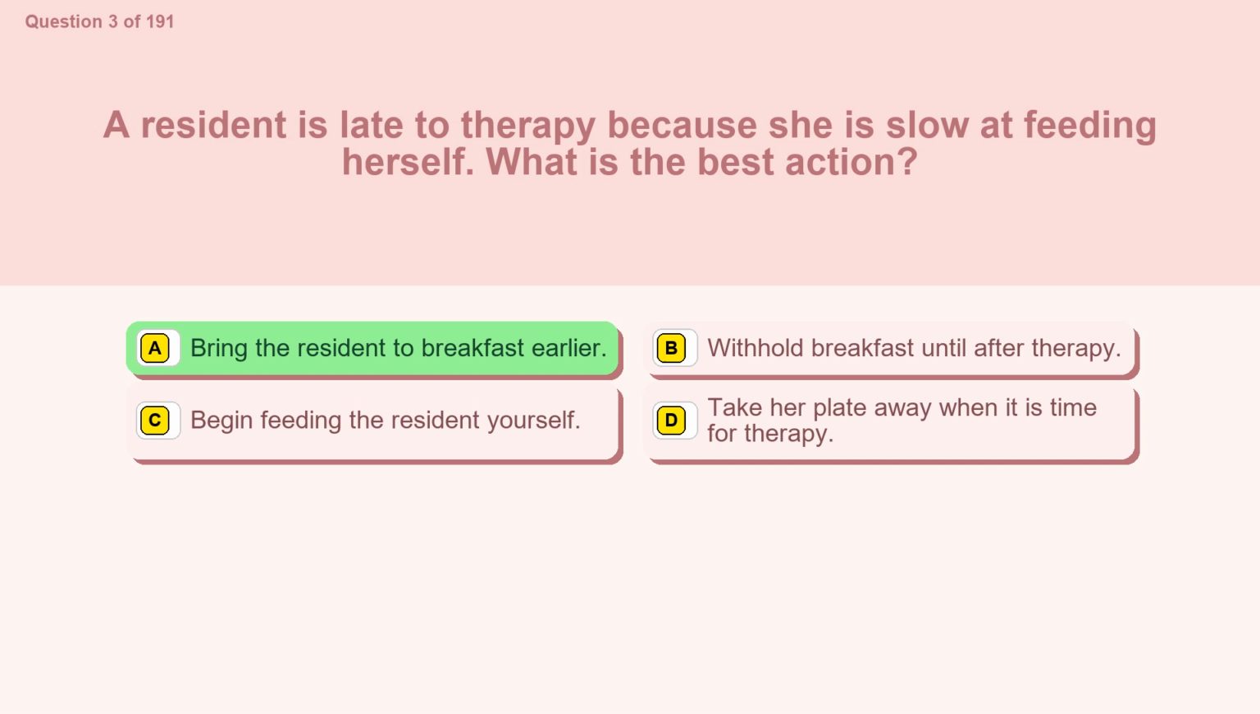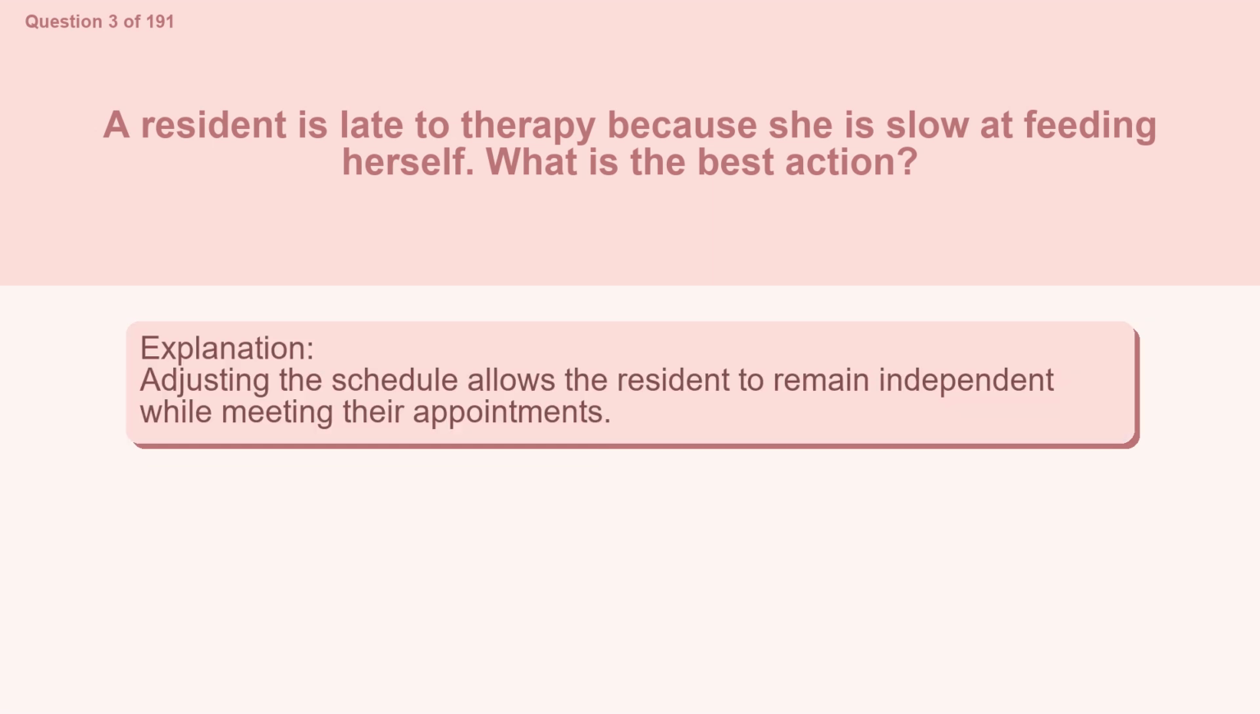The correct answer is option A. Bring the resident to breakfast earlier. Adjusting the schedule allows the resident to remain independent while meeting their appointments.